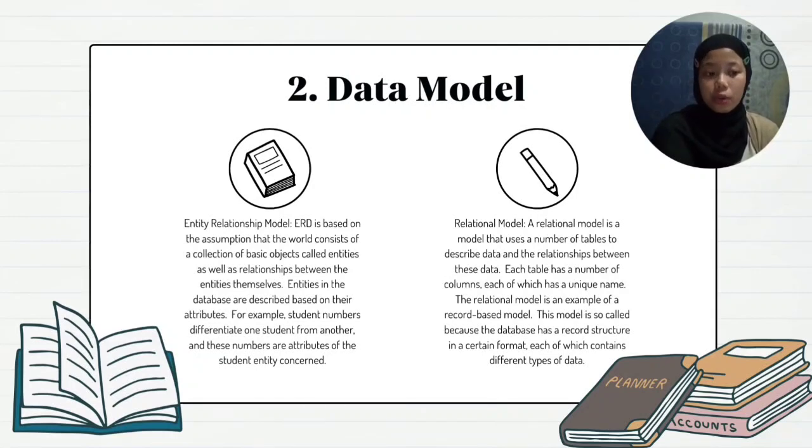The second is a relational model. A relational model is a model that uses a number of tables to describe the data and the relationship between these data. Each table has a number of columns, each of which has a unique name. The relational model is an example of a record-based model. This model is so called because the database has a record structure in a certain format, each of which contains different types of data.